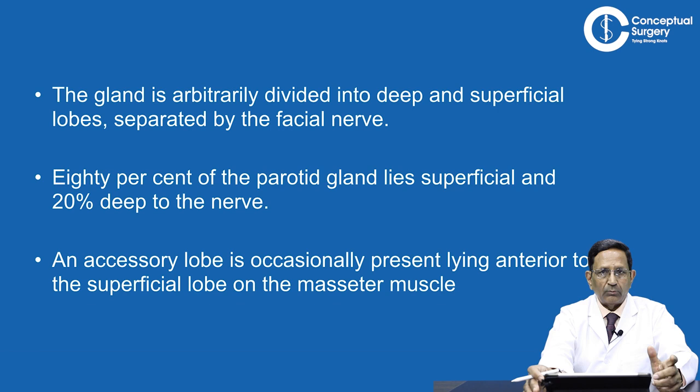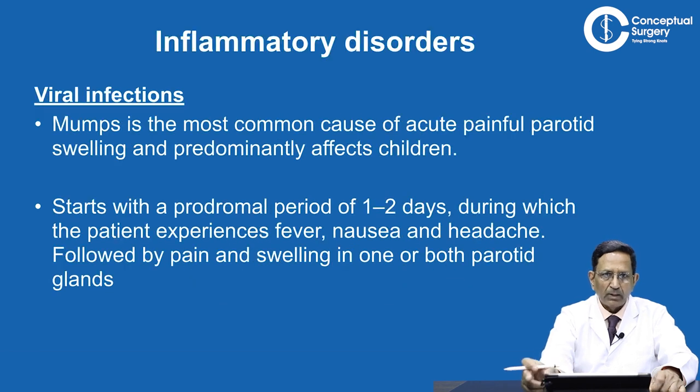I have already said that there are superficial and deep lobes: 20% is deep lobe, 80% is superficial, and sometimes there is an accessory lobe which lies above the masseter muscle.